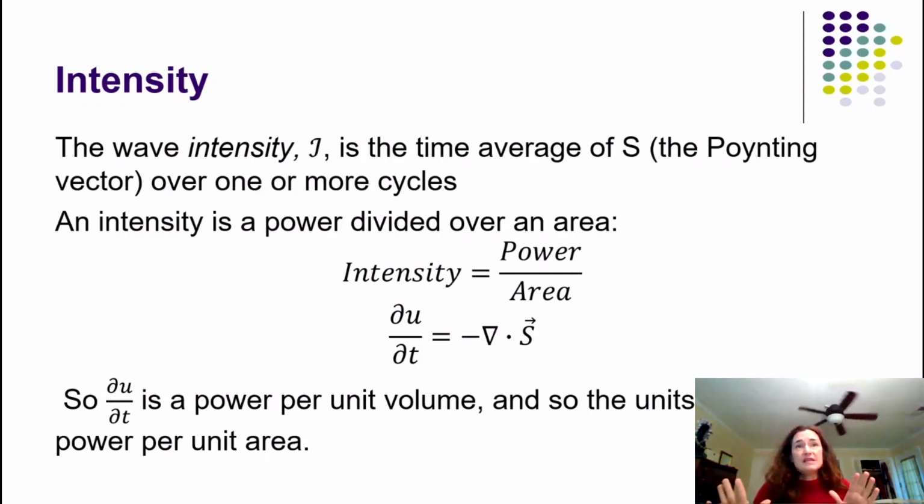Now, we define, as in physics, an intensity as a power divided by an area. Okay, so that's a power over an area. And so that squares very well with what we know about our Poynting vector, right, which is a power over an area. All right?